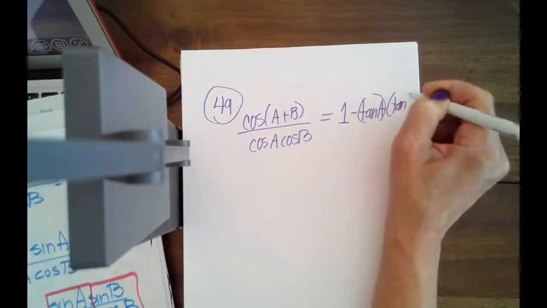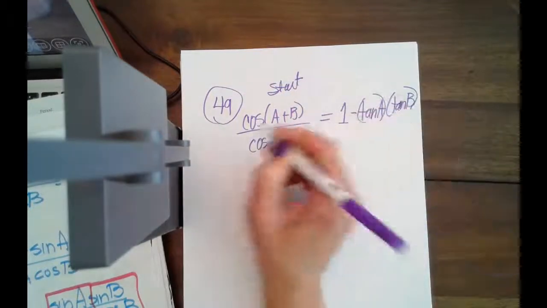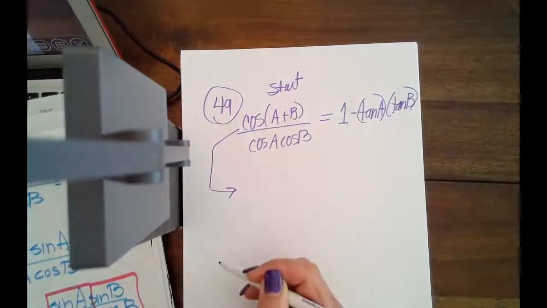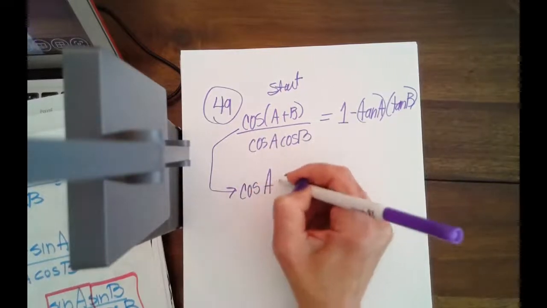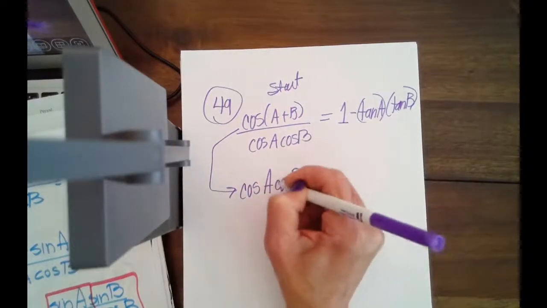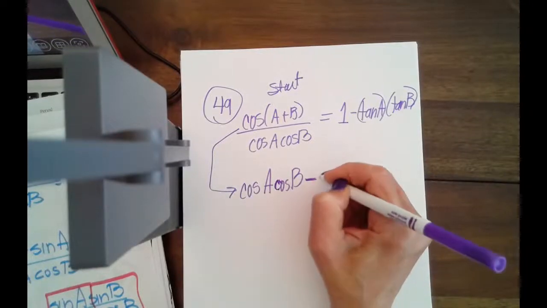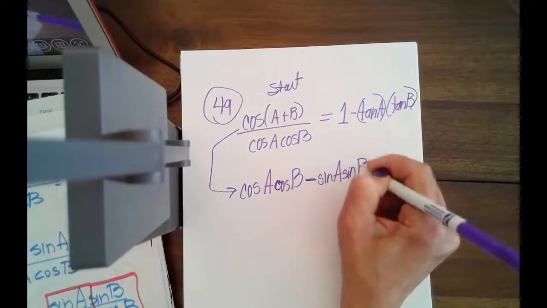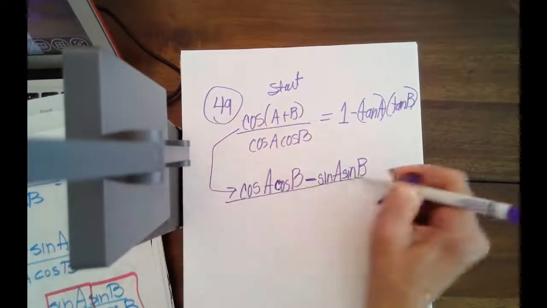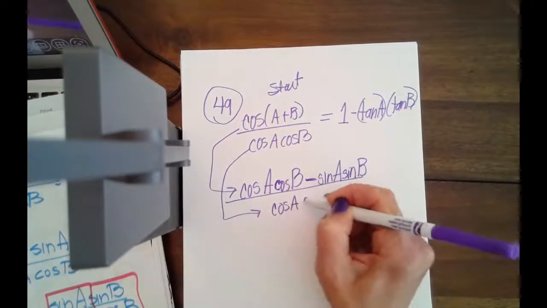All right, so we're going to start on the left side. First thing you're going to recognize is I'm using that sum formula for cosine, and that's going to leave me with cosine of a times cosine of b minus the sine of a times the sine of b. That's just this guy. Now down here, I'm just going to bring it down and say cosine of a times cosine of b.